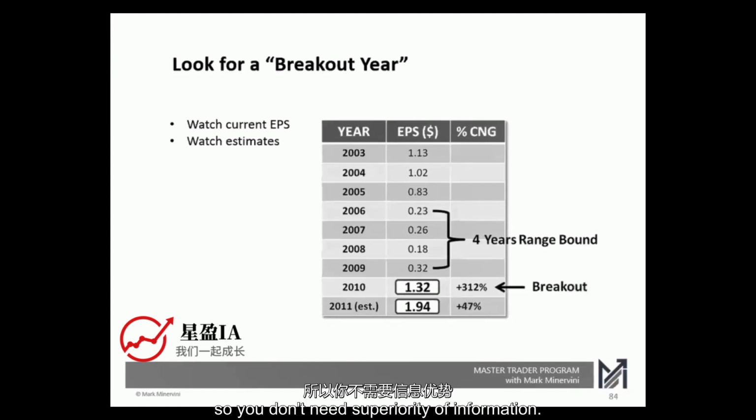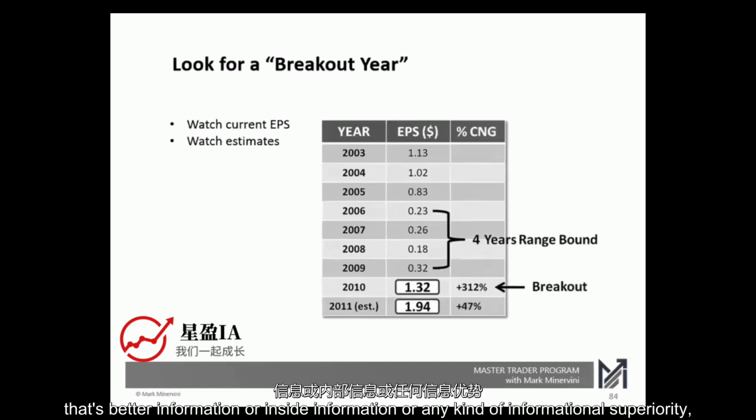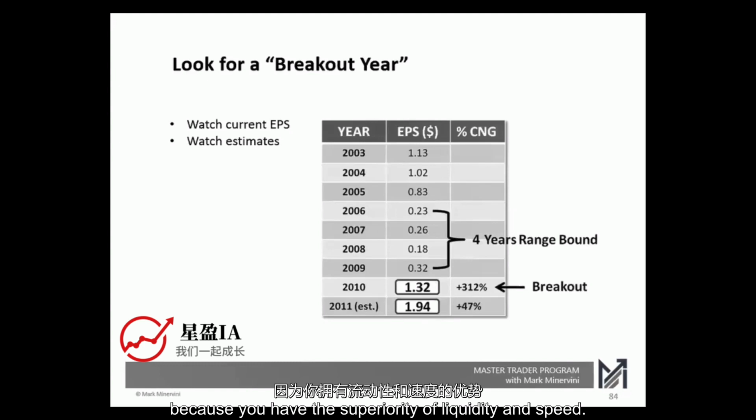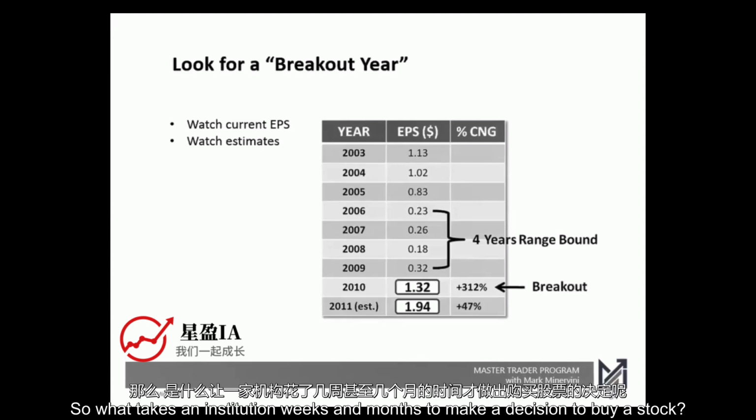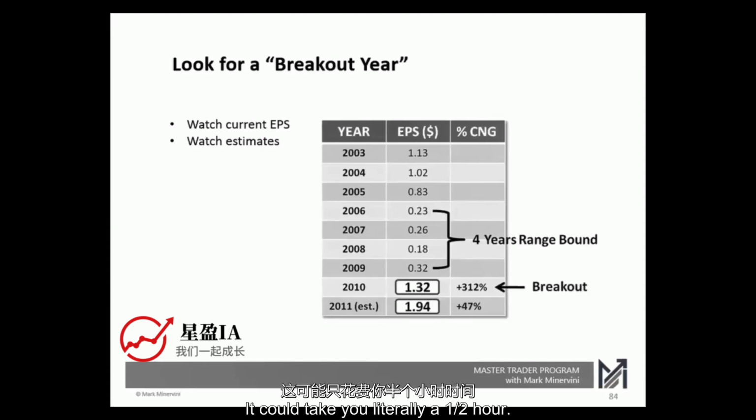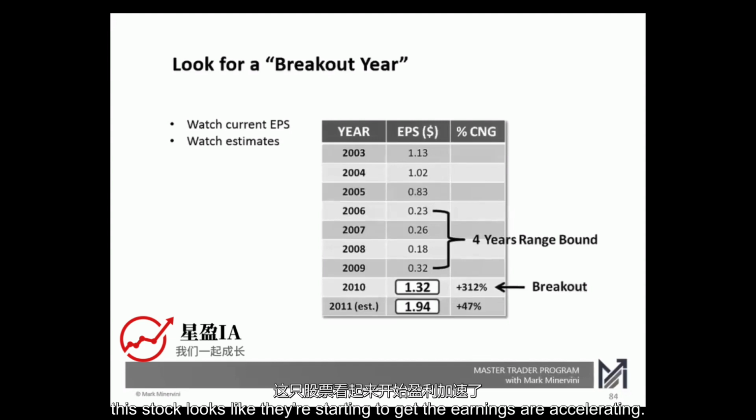So you don't need superiority of information. You don't have to have better information or inside information or any kind of informational superiority, because you have superiority of liquidity and speed. So what takes an institution weeks and months to make a decision and to buy a stock, it could take you literally a half hour. You can make this decision very quickly. What happens with an institution is they find a stock, their analyst starts following it, and then they say, hey, this stock looks like the earnings are starting to accelerate.